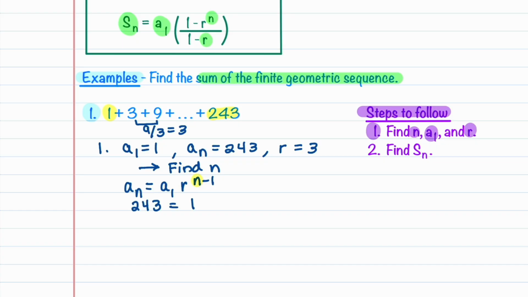A1 is 1. That's kind of nice. And then R is 3 to the N minus 1. So we are solving 243 is equal to 3 to the N minus 1. Now, N is in our exponent, so we could definitely use logs to figure this out. If we don't want to use logs, what we could do is we could see if 243 is a power of 3. I think that's the approach I want to take just so that we don't have to use logs.